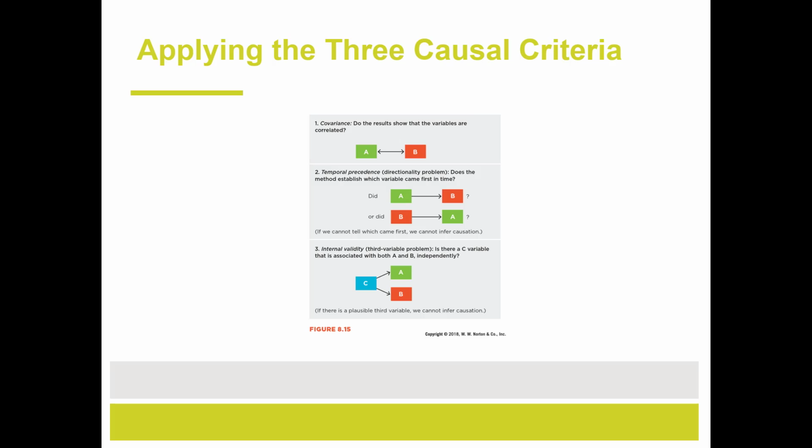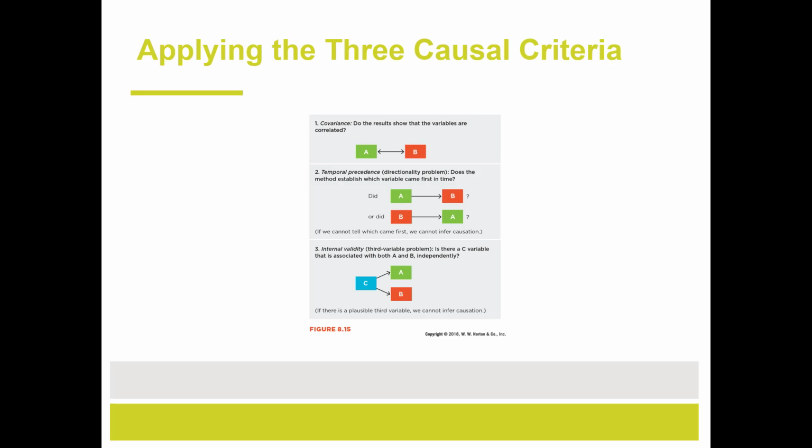One of the most important things to remember for association claims is that correlation does not mean causation. In order to make a causal claim, a study has to satisfy these three criteria. First, covariance. There must be an association between the cause variable A and the effect variable B.